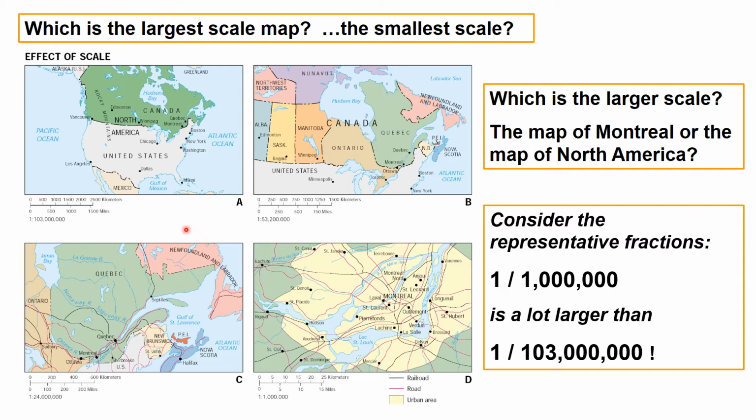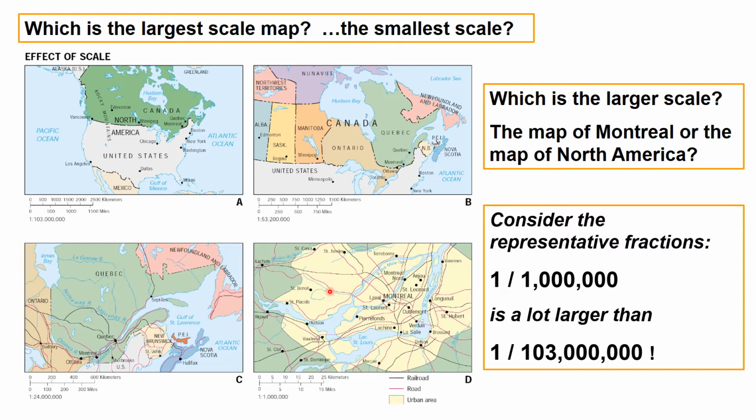Now you would probably think that, well, the map of the continent, that's the larger scale, right? Because it's larger things. No, not in cartography. A map of the continent, maps of the world are small scale maps. They're highly generalized and a lot of the detail is missing. Whereas larger scale maps show a lot more detail. They show smaller areas, but a greater amount of detail.